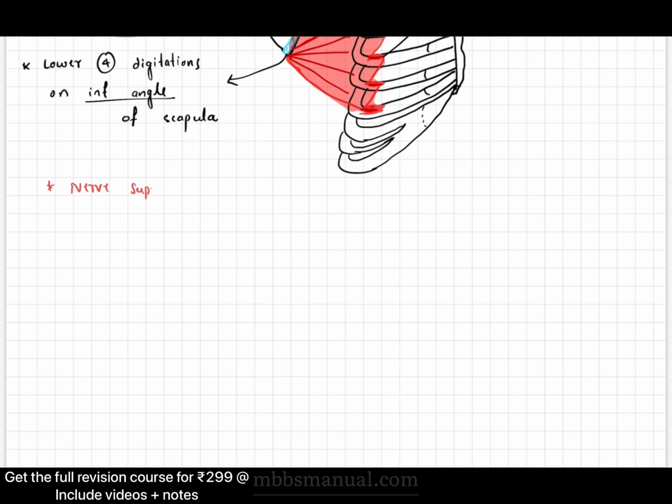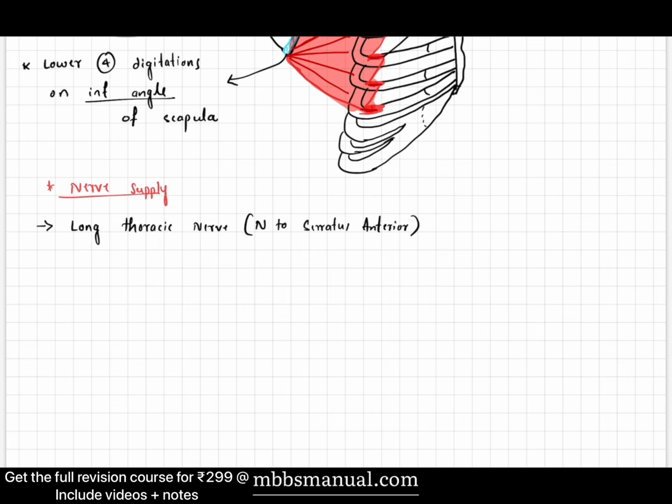Nerve supply of the muscle: it is mainly supplied by the long thoracic nerve, also called the nerve to serratus anterior. Its root value is C5, C6 and C7.